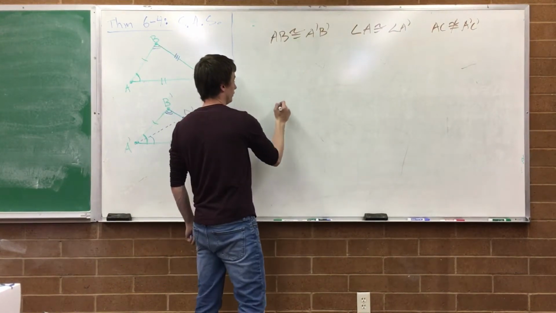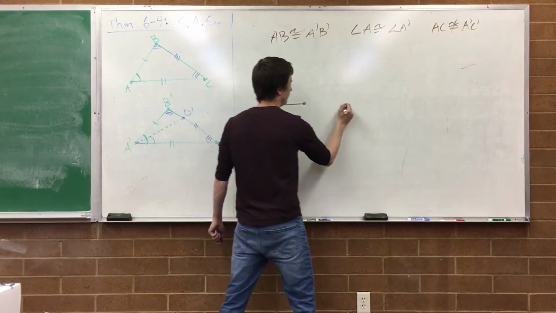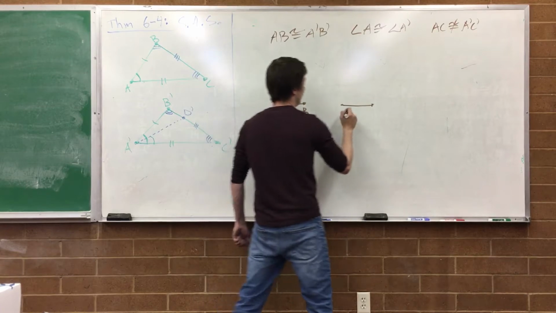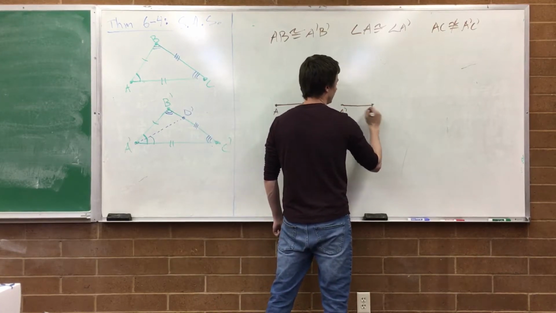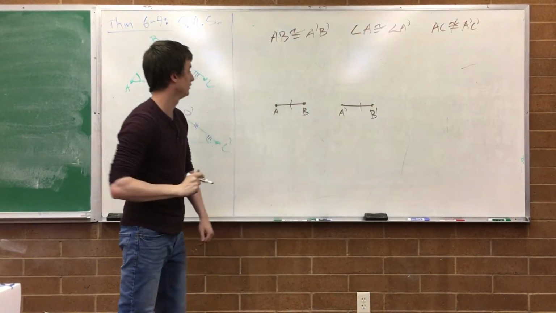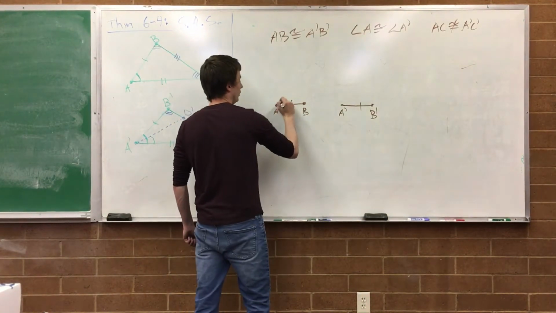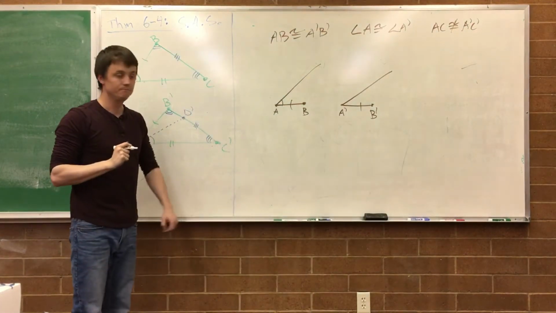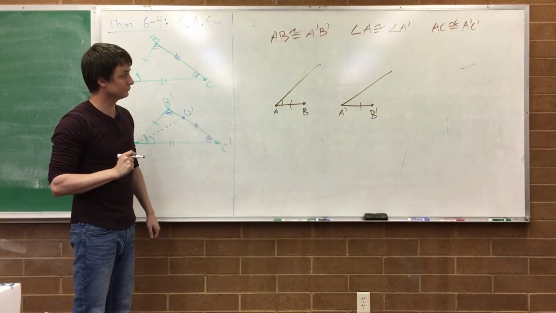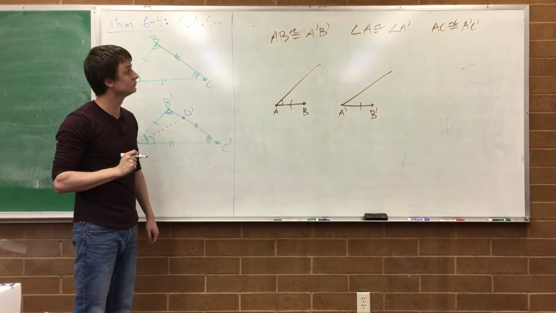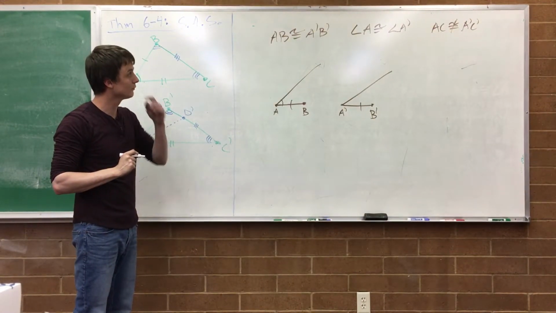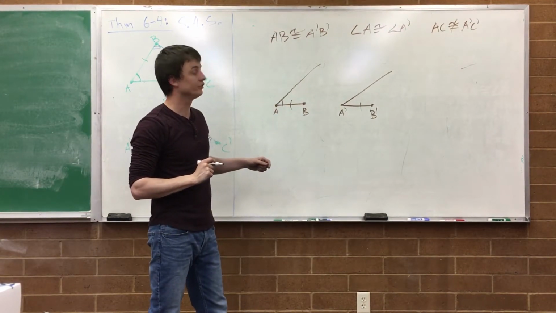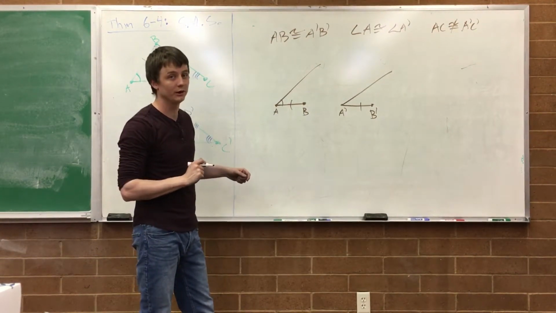So I've got triangles. Let's see. So I've got A, and I've got B, and I've got A prime, and I've got B prime. That's congruent to that, right? Yes. And I have to do angle A congruent to angle A prime. It goes on. So then it would not be true that angle C is congruent to angle C prime. That's what we're trying to say. Angle C is not necessarily congruent to angle C prime. Yeah.